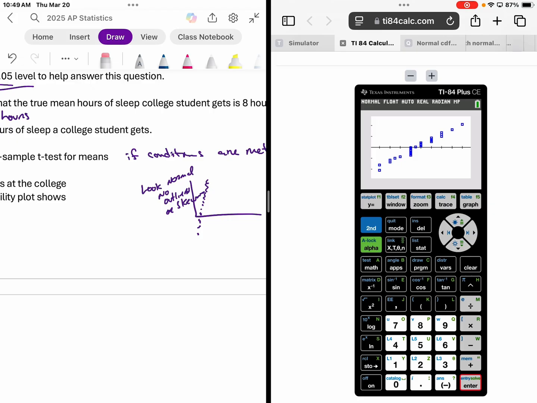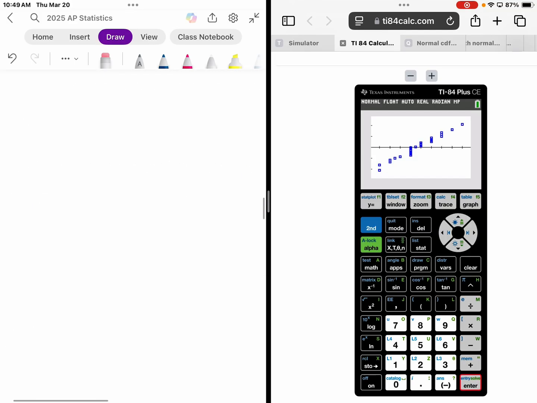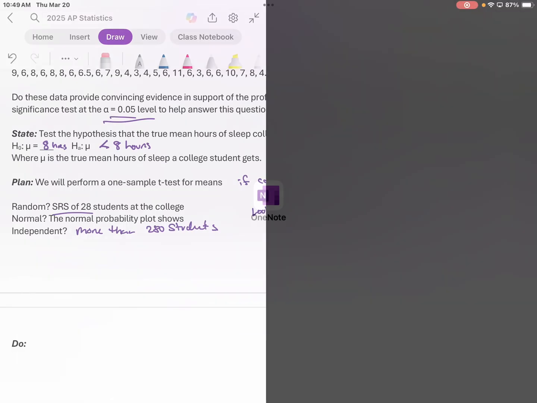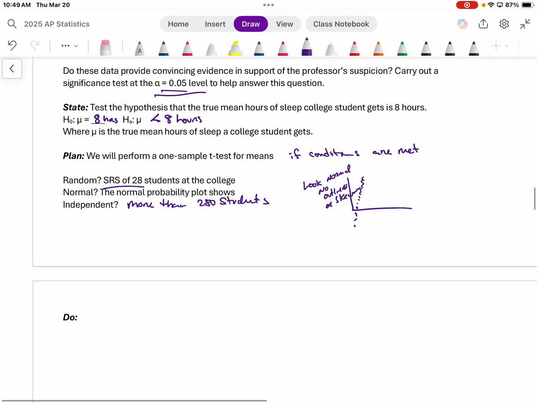All right, so we got that one. So we're going to push that to the side. Independent. Does one student sleeping affect another student sleeping? Technically, it could, but I would say independent, since there are more than 280 students. College students, I would go with that aspect on that one.